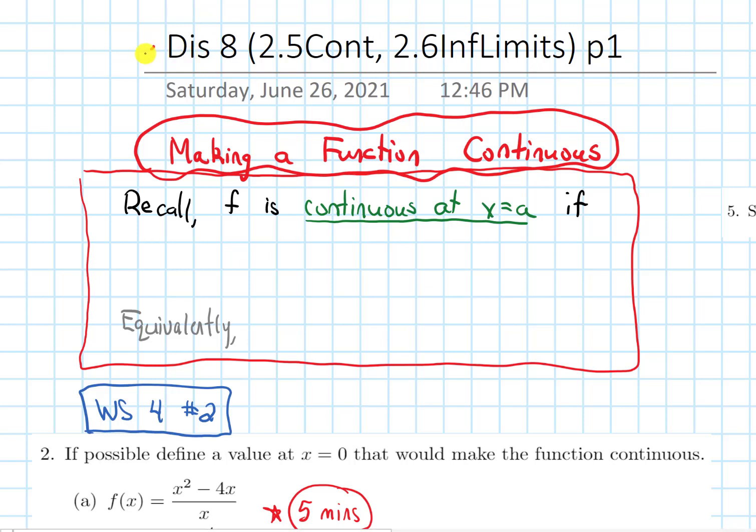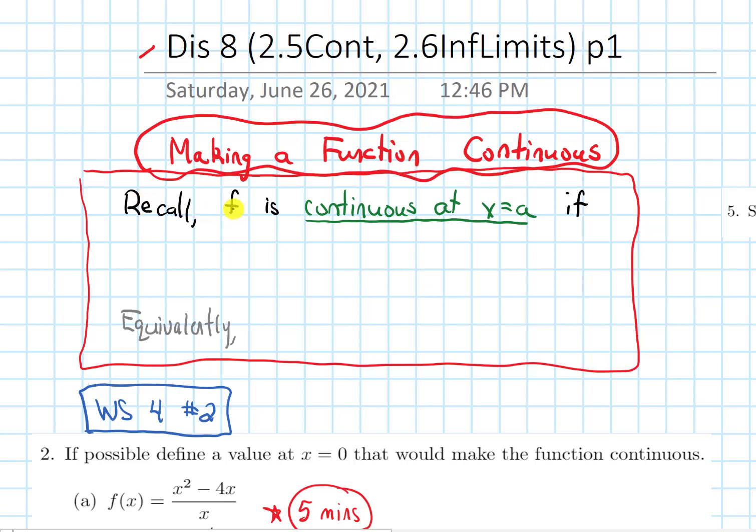Welcome to discussion 8. In today's discussion, we'll be focusing on section 2.5 on continuity and 2.6 on infinite limits. In this video, we'll do some examples where we see if we can make a function continuous by defining its value at a particular point.